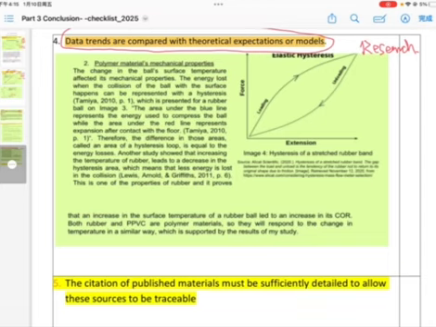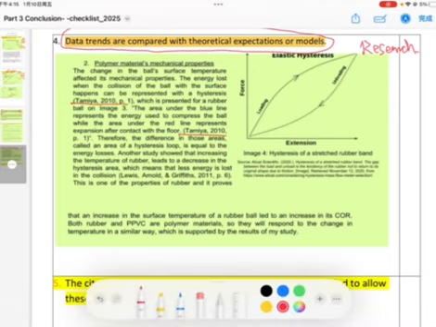All right, as you can see from here, I'm not going to talk about the experiment now, but we could see this is his research, right? After he has the data and conclusion, again he has done some research, and you could see the in-text citation over here, a lot of in-text citation, and from this research he had a conclusion. This is one of the properties of the rubber, and it proves that an increase in the surface temperature of the rubber will lead to an increase in its COR.